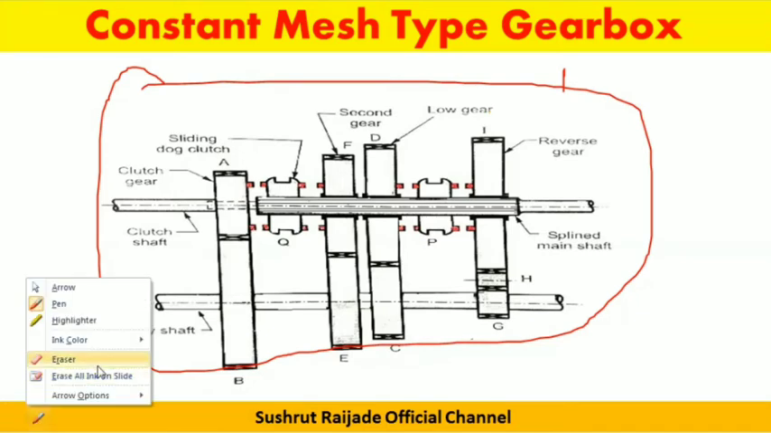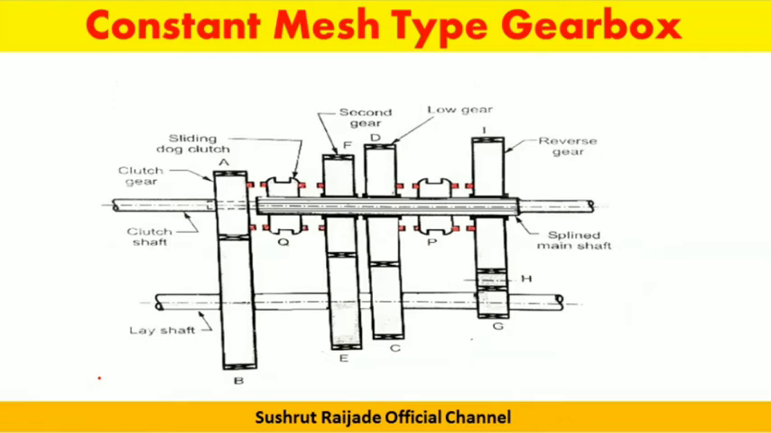Now, let's see the working of the gearbox. Let's consider first gear engagement. For engaging first gear, when we move the lever towards the first gear, dog clutch P engages with the gear D. That means dog clutch P will shift towards the left, and by shifting left it will engage with gear D, so that the power from gear C can be transferred to gear D, and from D to gear P, and P to the main shaft.